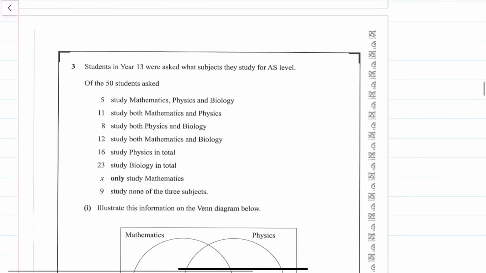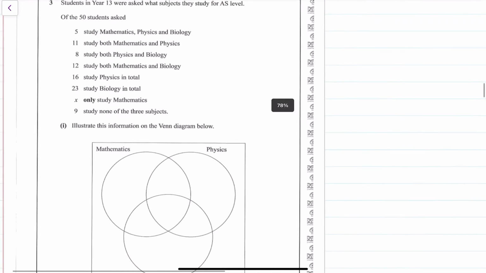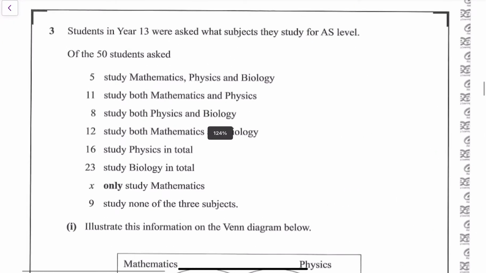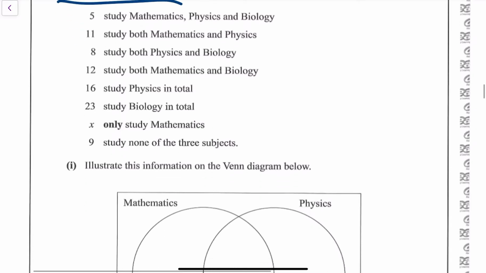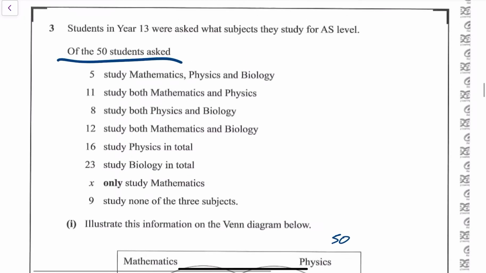Next question is a Venn diagram question. I'm going to leave that on so that we can just about see it. Let me read it first and then I'll zoom in again. Right, 50 students were asked. So I'm just going to put a wee 50 outside. Remember, that's the total, 50 of everything.